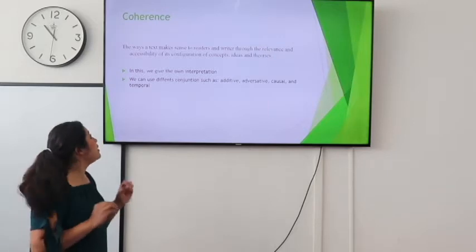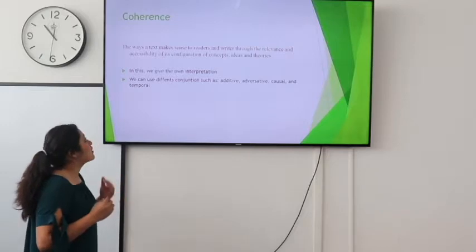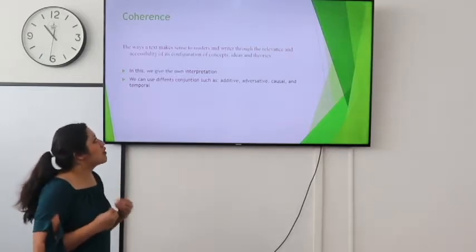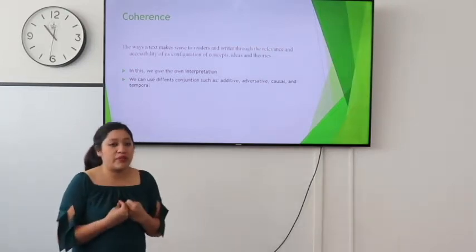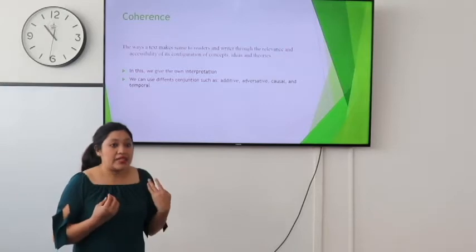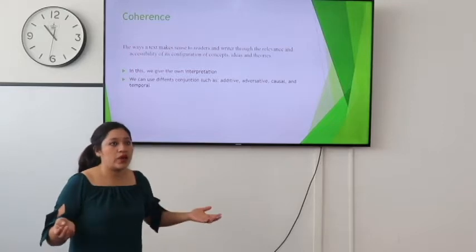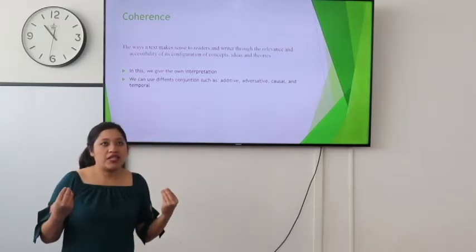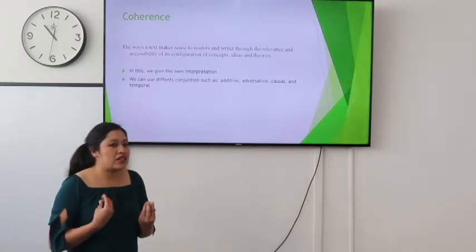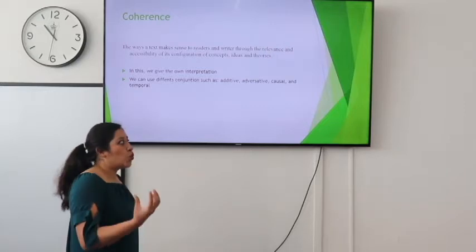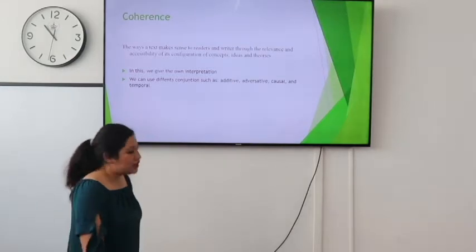And coherence. Coherence is the way the text makes sense to readers and writers, drawing the relevance and accessibility of its configuration of concepts, ideas, and theories. In short, it is our interpretation of the text. For example, "I like a new jaguar": you don't know if the jaguar is an animal or a new car. It depends on the interpretation that you give the text. This is coherence.